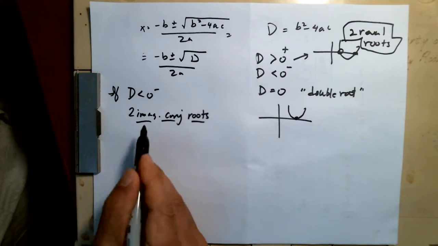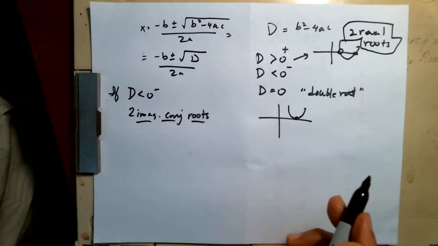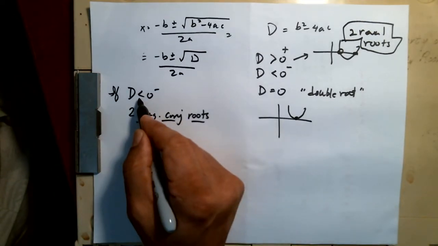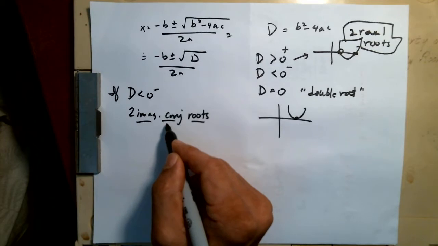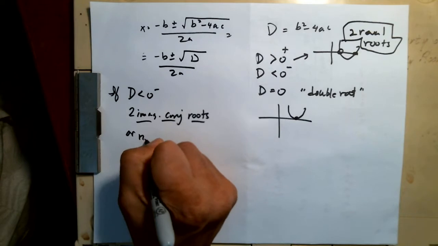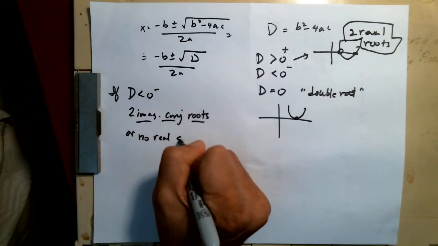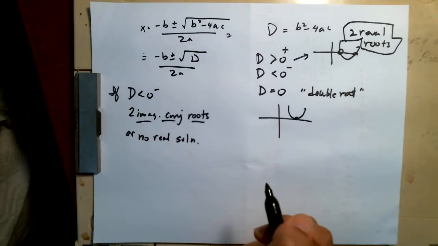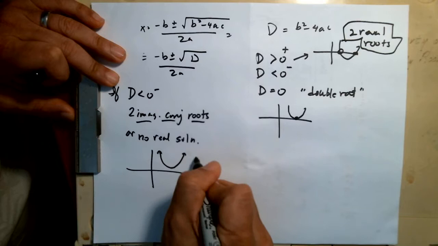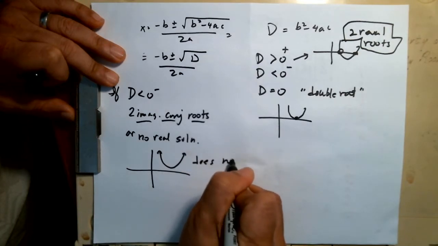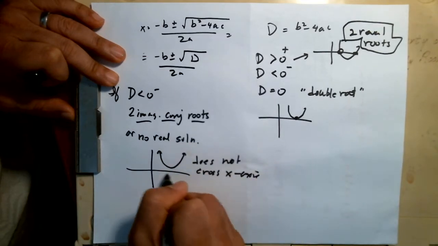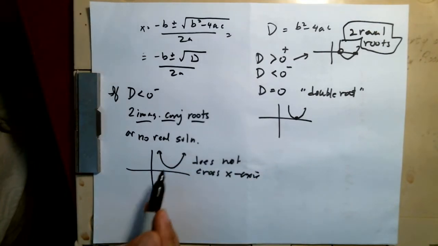There's a reason why they call them two imaginary conjugate roots. You'll learn about that in 4.8 or 4.9 later on. But less than 0 means it's negative. You'll have two imaginary conjugate roots, or sometimes there's no real solution. It's not real because it's imaginary. And the way we look at it graphically, it looks something like this. Does not cross the x-axis. You notice that right there? Does not cross the x-axis. That means no real solution.